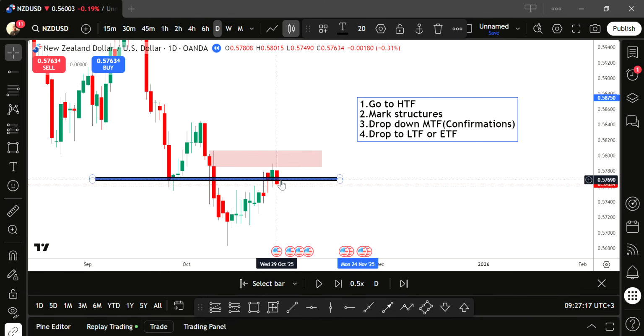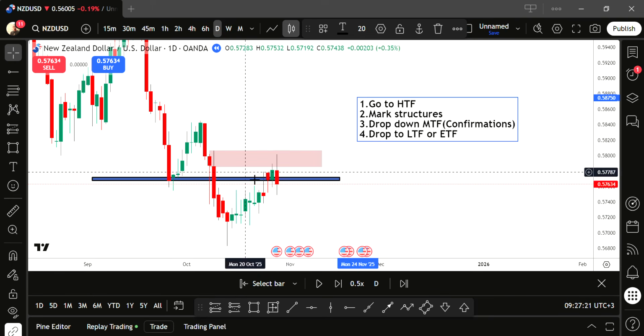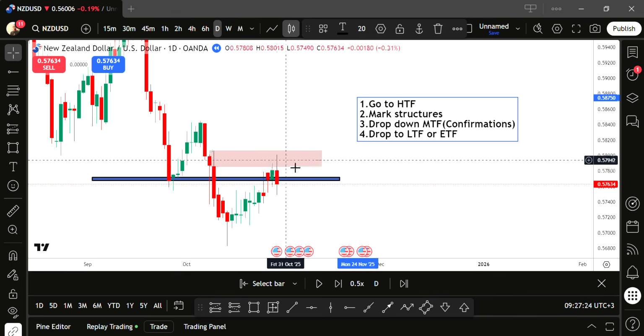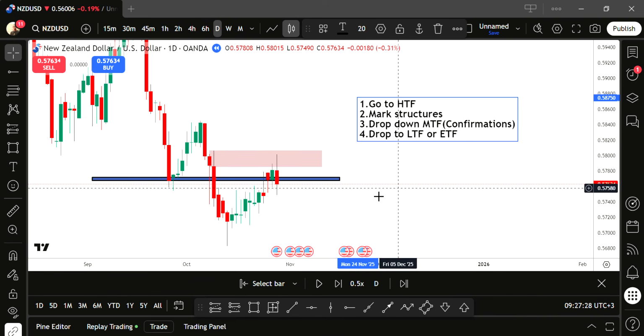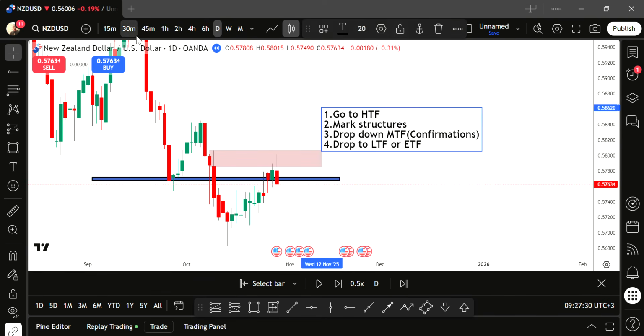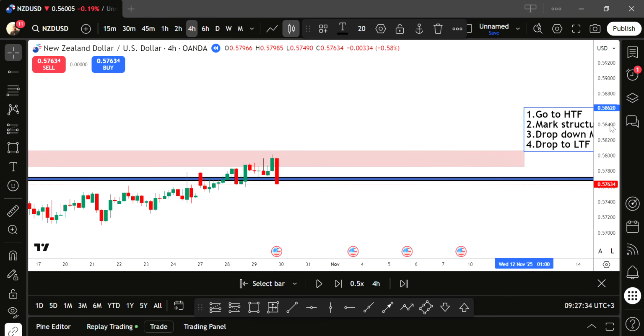So the confirmations are always going to be indecision candles or rejection candles. After that, it is now in our zone, not only retesting supply, it is testing resistance. So there you drop down to your lower time frame or entry time frame. Now I'm going to drop down to my lower time frame. I always use the 6 hour or the 4 hour. This time let me use the 4 hour.